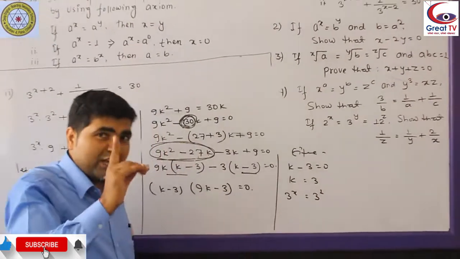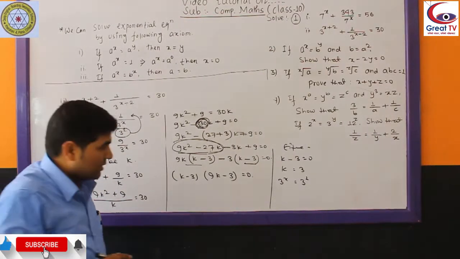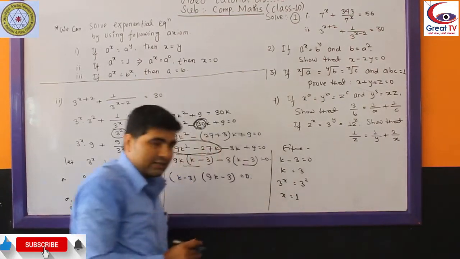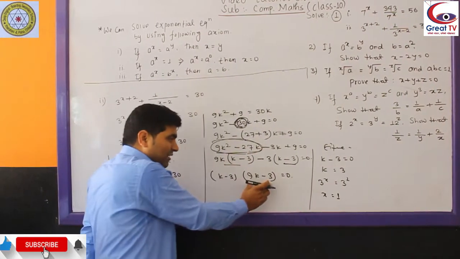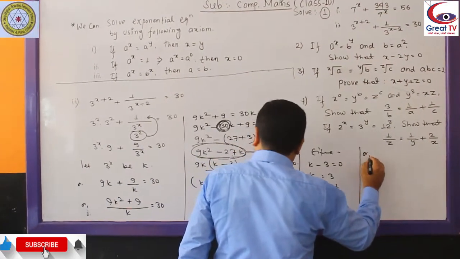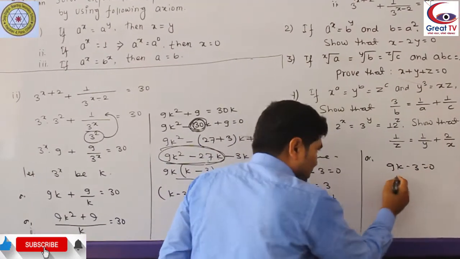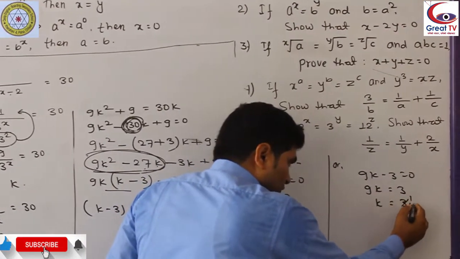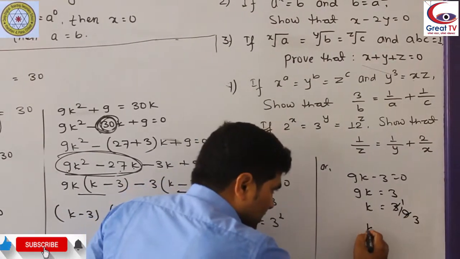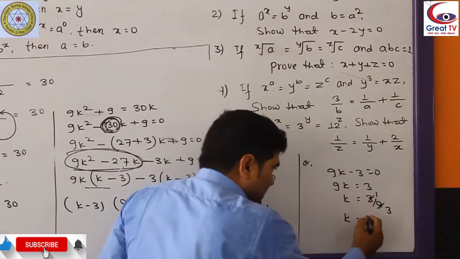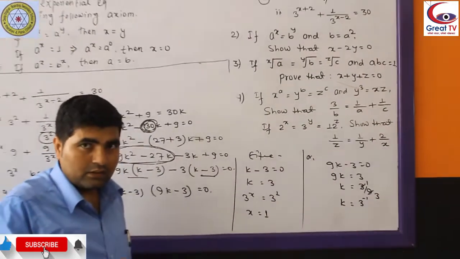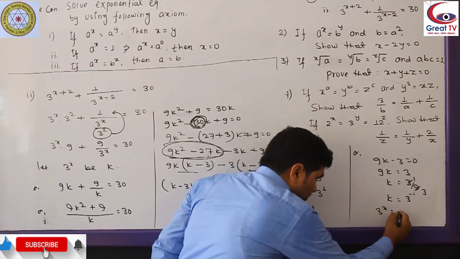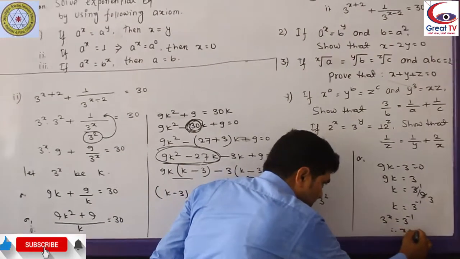Now we can use the axiom of exponential equations. Your bases are the same, so we can equate the powers. Therefore, the value of x equals 1. Similarly for the second one: 9k minus 3 equals 0, 9k equals 3, k equals 3 divided by 9, which is 1 divided by 3, that is 3 power minus 1. So 3 power x equals 3 power minus 1, therefore x equals minus 1.